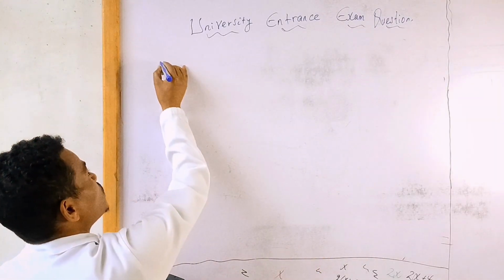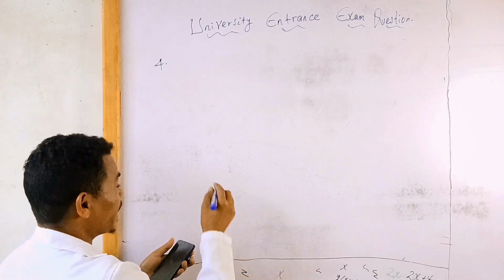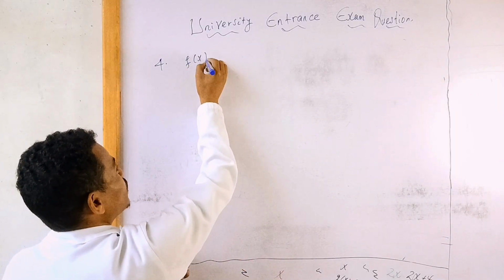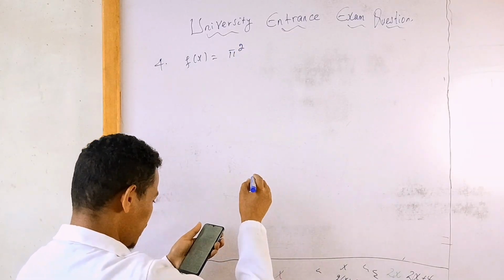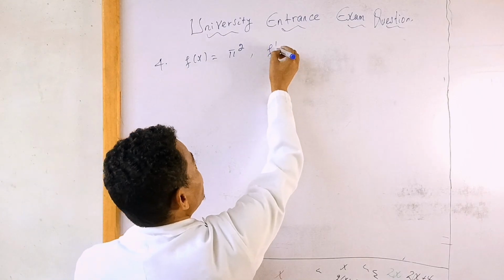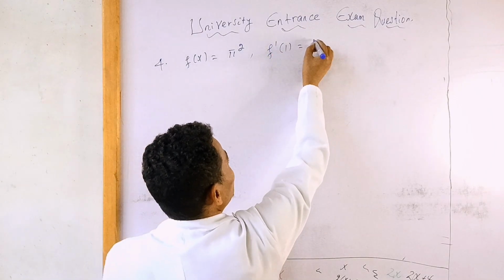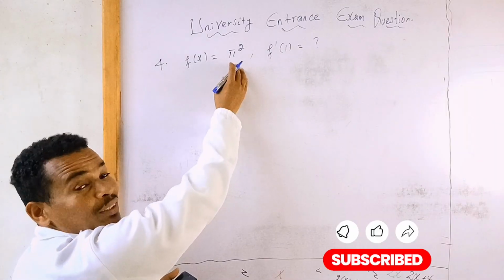Question number 4. Let f of x equal pi square. Then f derivative of 1 is equal to 0. So this one is simple because pi square is constant, it's a number.